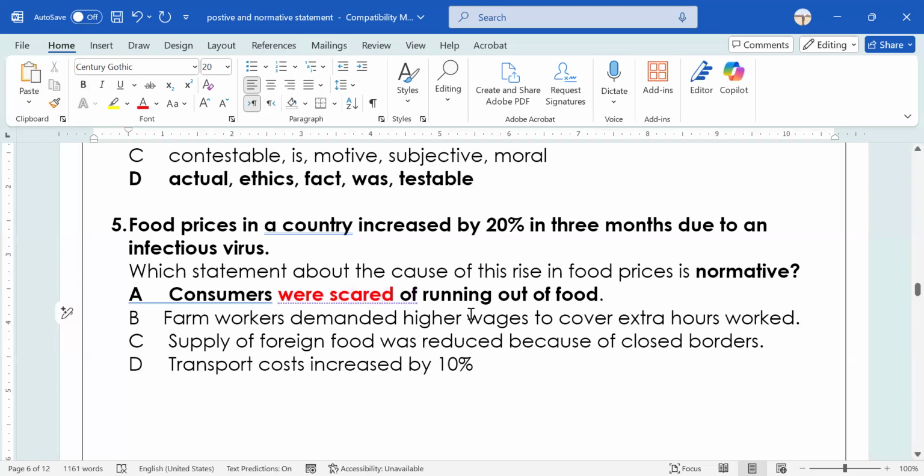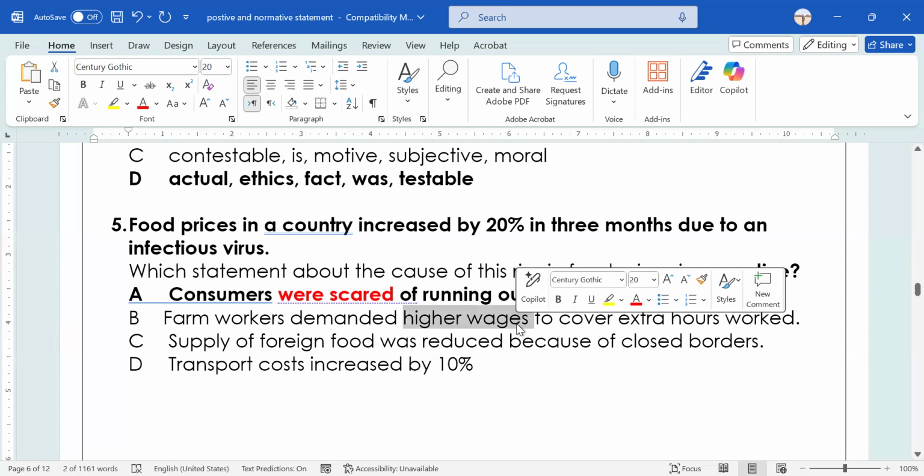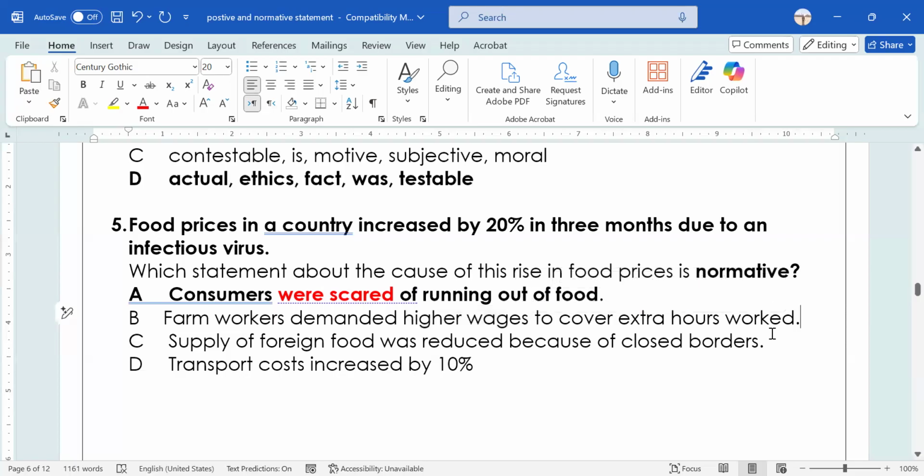Farm workers demanded higher wages to cover extra hours work. Now, this is a factual claim for the farm worker behavior. So the farm workers ask for higher wages, higher payments. Why? Just to cover extra hours work. So it can be verified by records. So this letter B is a positive statement.